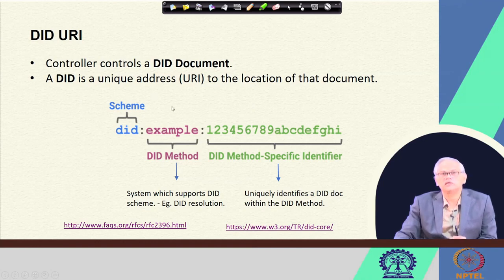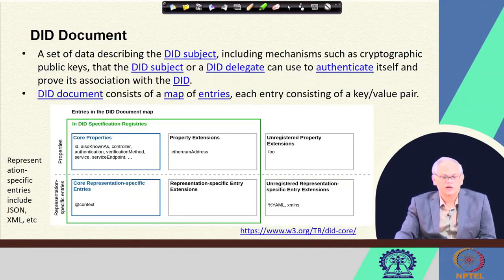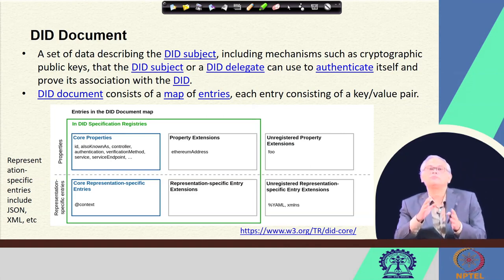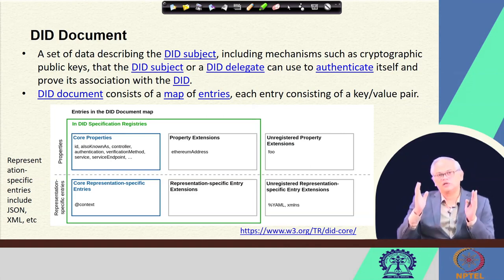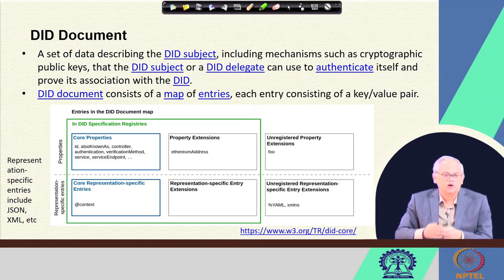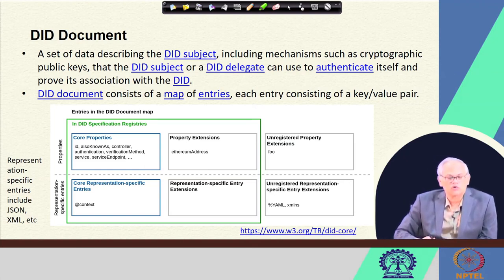Overall we see that this is how a DID would look like. That is the very first point that we need to understand, and also a DID is simply a unique address, it is a URI that will resolve to a DID document as mentioned in our last lecture. Now, this DID document is what will be stored, if you remember, in the DID registry. Now, what is a DID document?